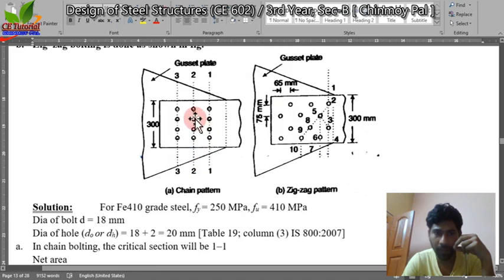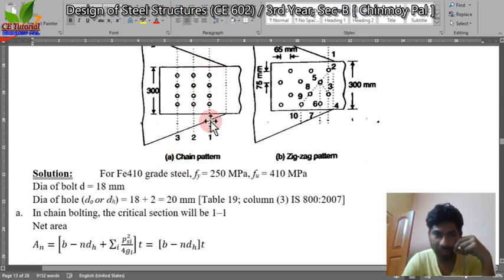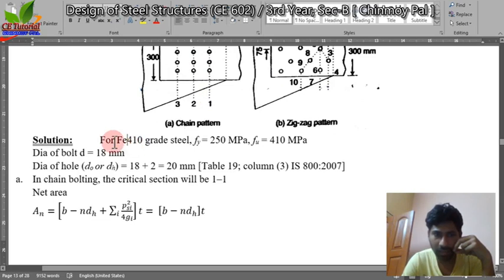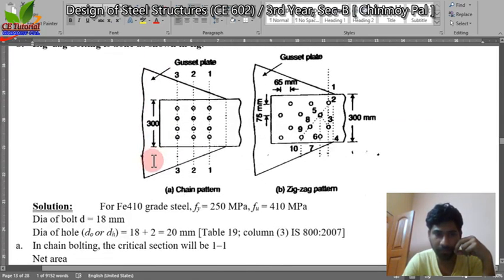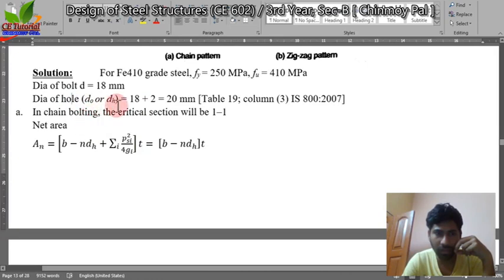Now for the first case, this connection can fail by tear out along one line. So we can calculate the net area of this section. The necessary data is there: for Fe410 grade of steel, Fy is equal to 250 MPa and Fu is 410 MPa. You know the bolt diameter is 18 millimeter. We are using 18 millimeter. Diameter of hole is 18 plus 2, that is 20 millimeter. Why are we adding 2?